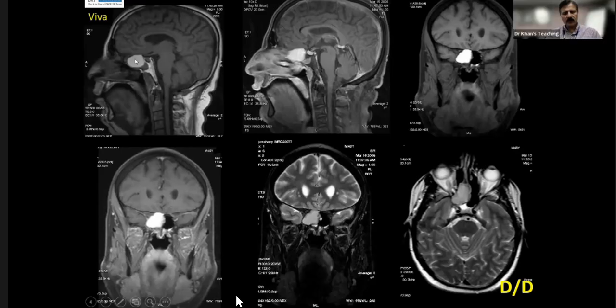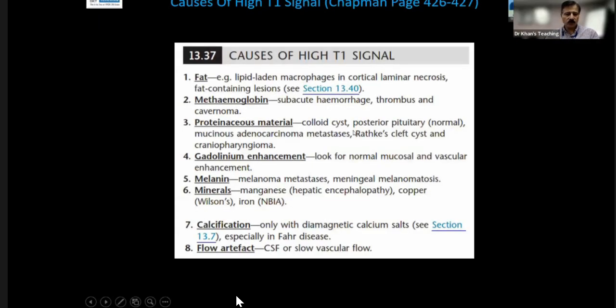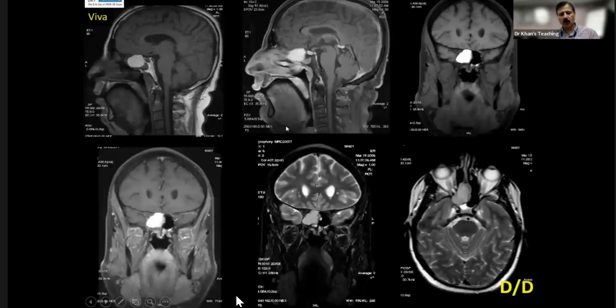Okay, so let me take over. This is a mucocele, and mucoceles can be inherently high signal. Now, this is from your CNS. In the CNS, there is a differential diagnosis for high signal intensity foci, things which are high T1 signal, and proteinaceous material is one of them. In head and neck, when secretions are sitting there in a closed environment for long, they can be high signal on T1 weighted sequence. So this is high signal, and you cannot commit on enhancement.